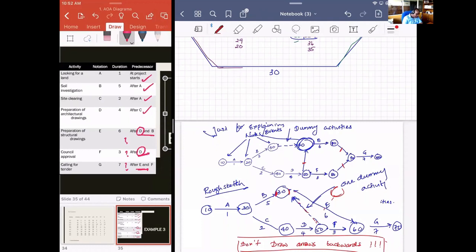The only case that you had is here. There's one node where both D and B have to finish. There's one node where only D has to finish. That is why we needed a dummy activity. Other than that, E and F, there's no activity after E, and no activity after F. Only E, only F. So we don't need a dummy there.